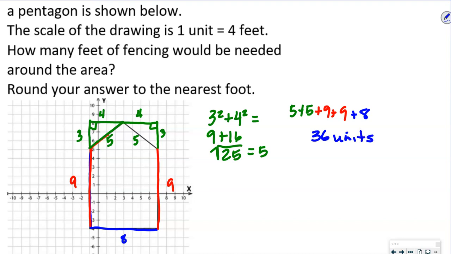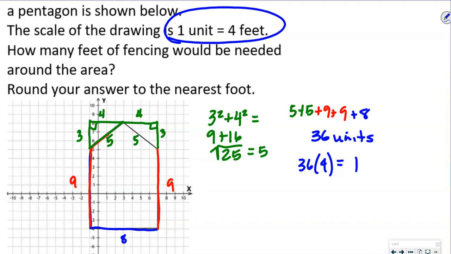However, did you notice what it said here? 1 unit equals 4 feet. So we don't just put the 36 in there. We've got to multiply that by 4, okay? So we're going to do 36 times our 4. That's going to tell us how many feet this is. When we multiply 36 times 4, we get 144. And that's going to be feet, because remember, that's the distance around the outside of the object. That's what perimeter means, okay?